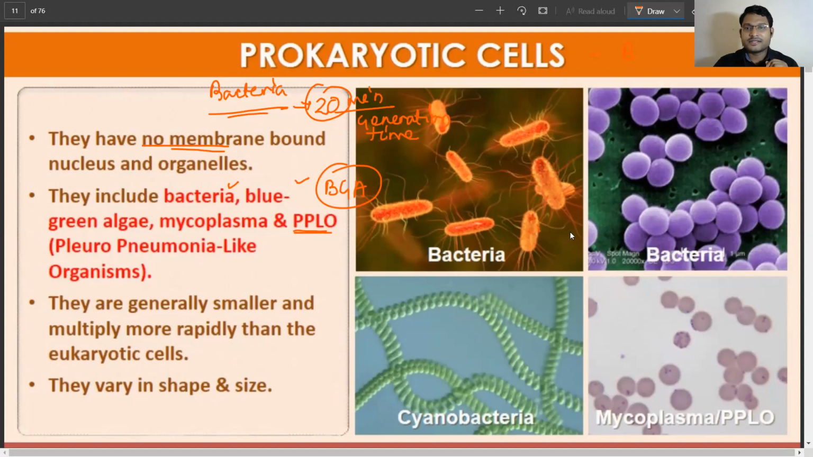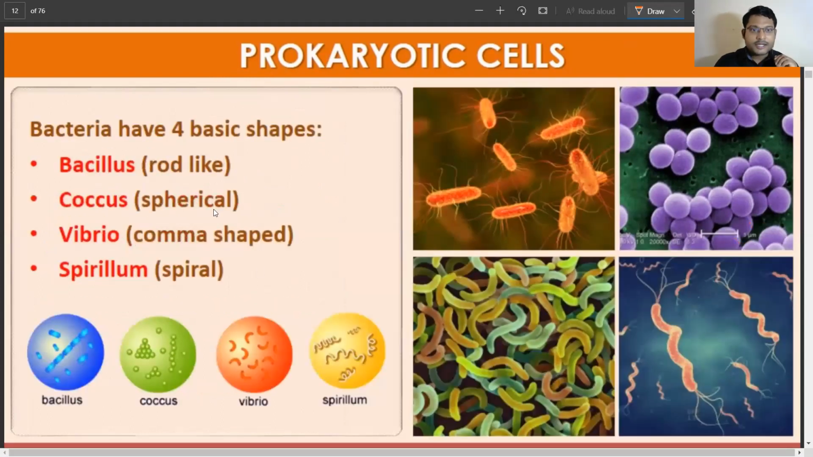I hope you remember the different shapes of the bacteria that we had talked about. The bacillus, that is the rod-like structures, then spherical, coccus, vibrio or comma shape, and you have the spirillum or the spiral shape, as you can see here: bacillus, coccus, vibrio, and spirillum. So there is a variation in the cell shape, just like in the multicellular or eukaryotic organisms. In that also, there are a lot of variations.